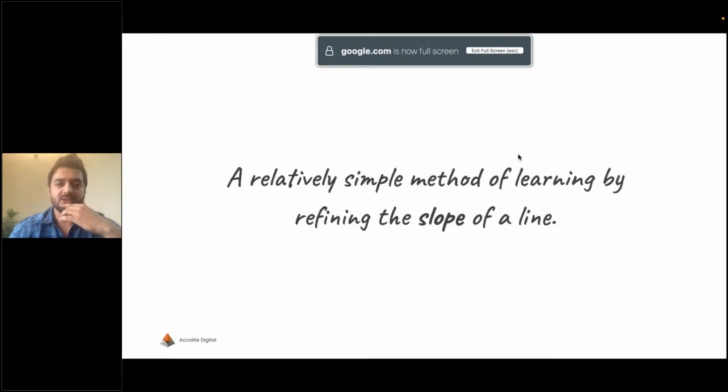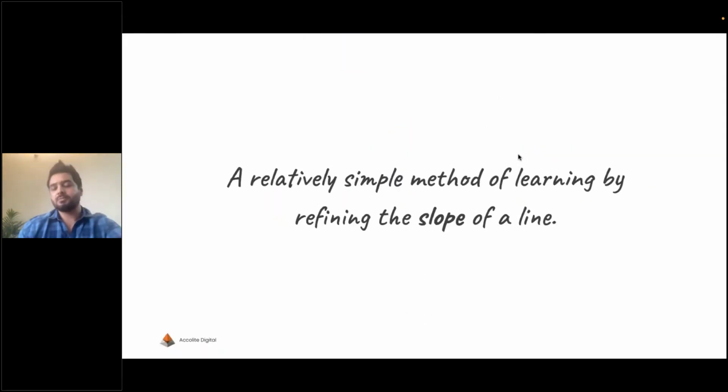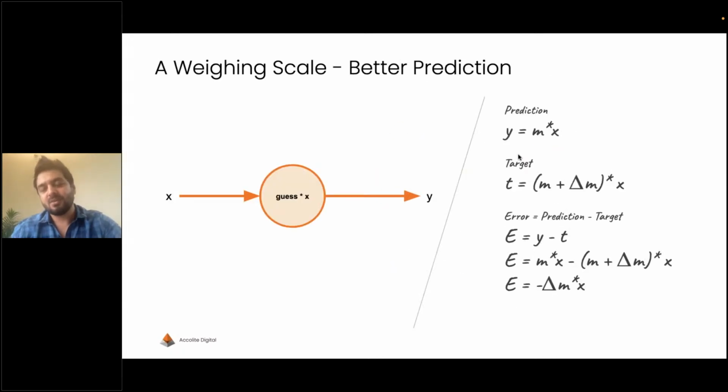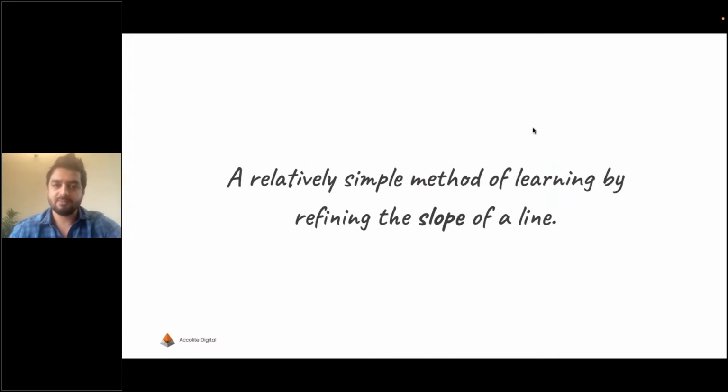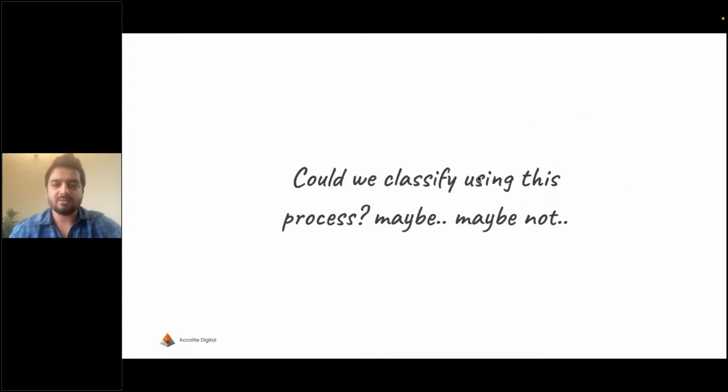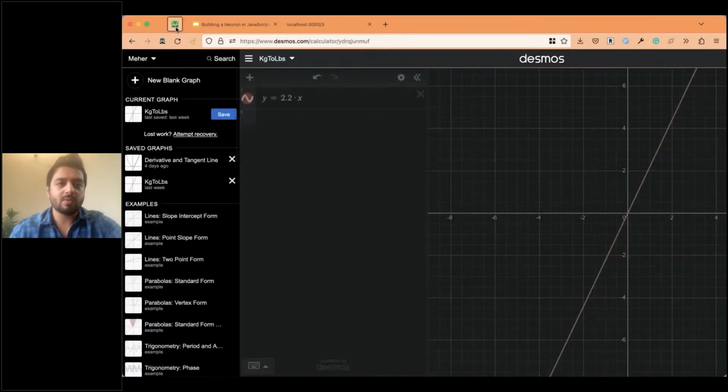Let's move on to the next part. I just said here that we were refining the slope of the line. This M is basically the slope of the line here. And it is really helpful because this M was telling us how close or far we are from the error. Let me do one thing. Let me come to this part.